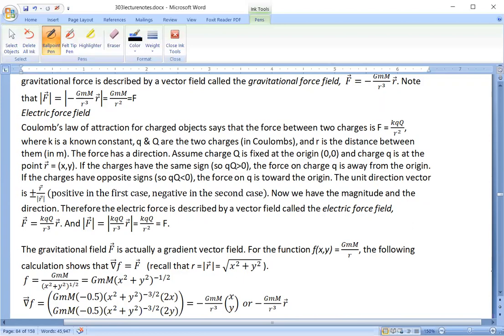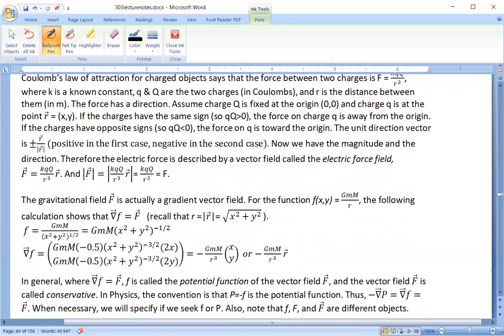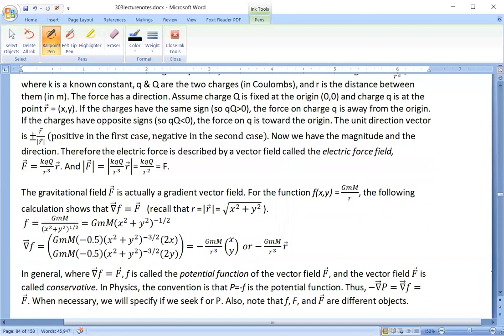So, some terminology to connect these things. If we know that we have a function little f and a vector field big F, and the gradient of function f is vector field F, then little f is called the potential function of the vector field big F. I'm saying little f and big F to distinguish. Okay, and vector field F is called conservative.